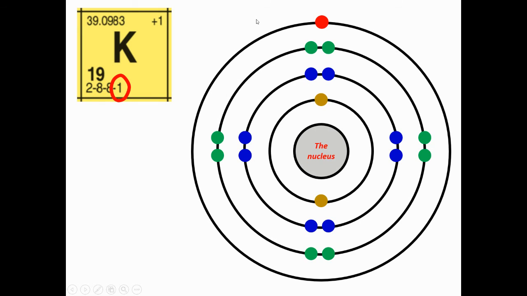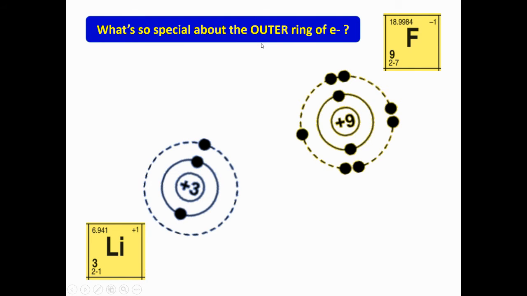Now, the question is, well, why is that special? What's so special about the valence electrons? What's so special about the outer ring of electrons? Well, imagine that we've got a lithium atom here with a simplified Bohr diagram and a fluorine atom with a simplified Bohr diagram. What if these atoms were to bump into each other? Which are the electrons that are going to touch when they bump into each other?